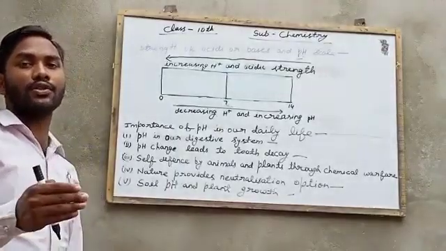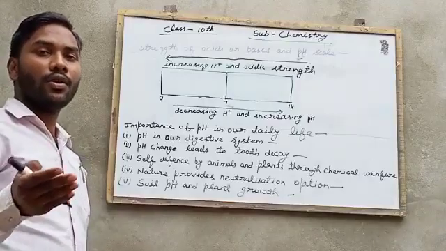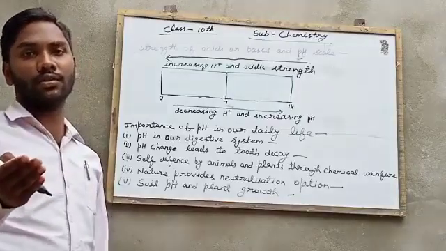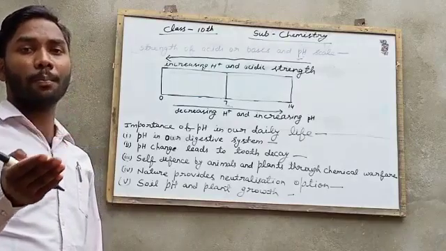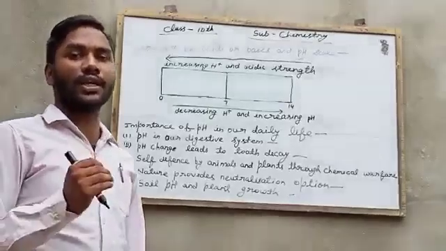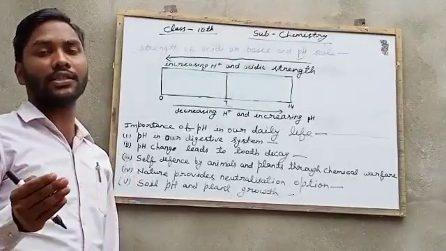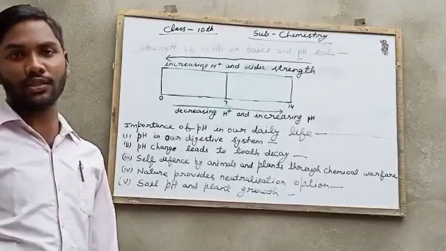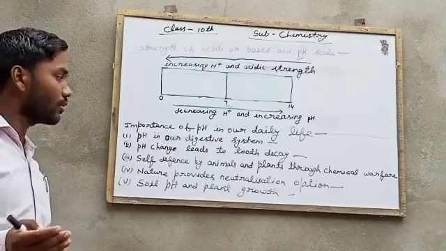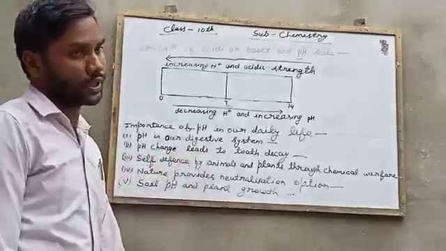To find the solution to this problem, we use some antacids. Antacids are basic in nature, and after taking antacids, they neutralize the excess amount of hydrochloric acid in our stomach and give us relief. After that, pH change leads to tooth decay.